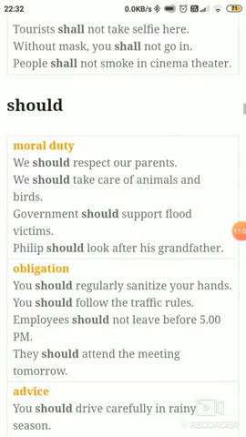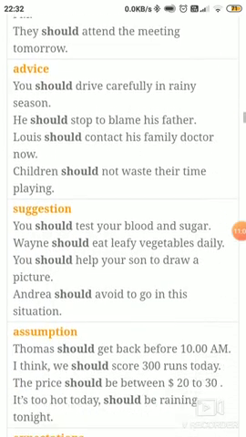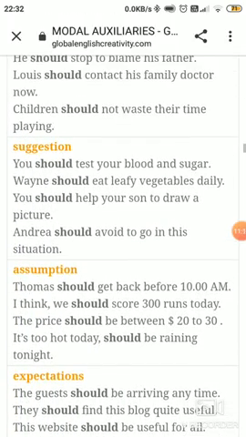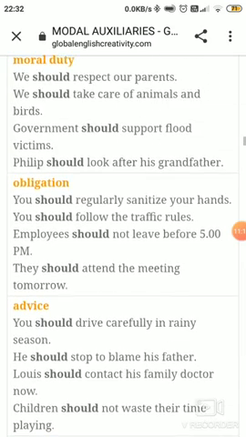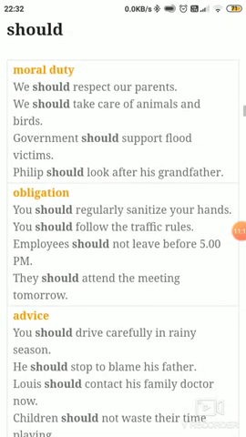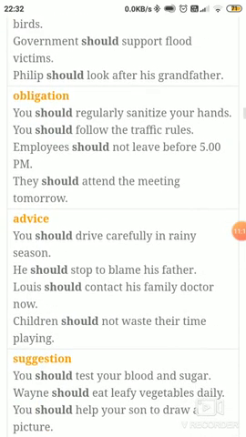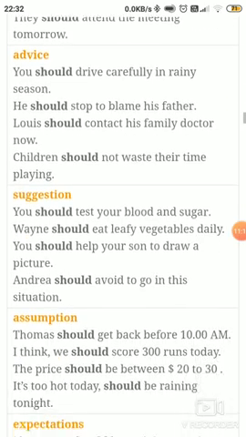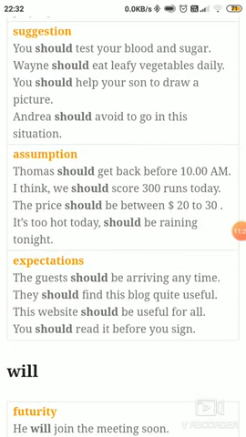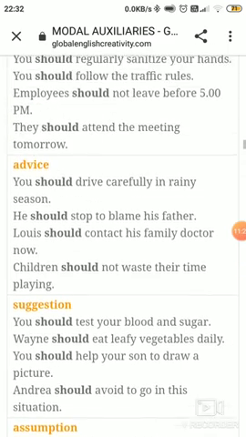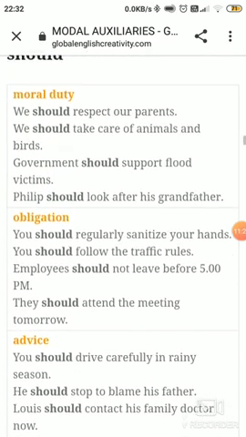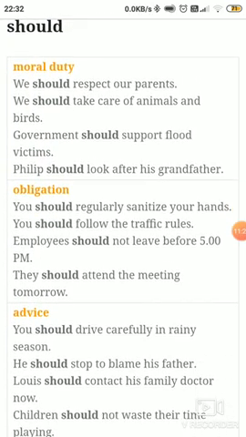Now, should. How many situations over here, children? 1, 2, 3, 4, 5, 6. Moral duty first, obligation second, advice third, suggestion fourth, assumption fifth, expectation sixth. These are the situations in which you all can use should.